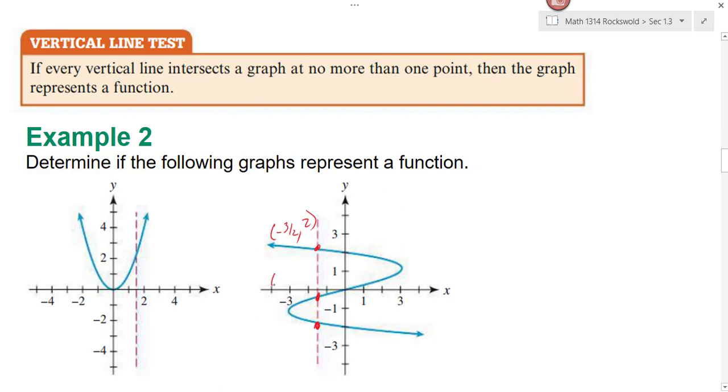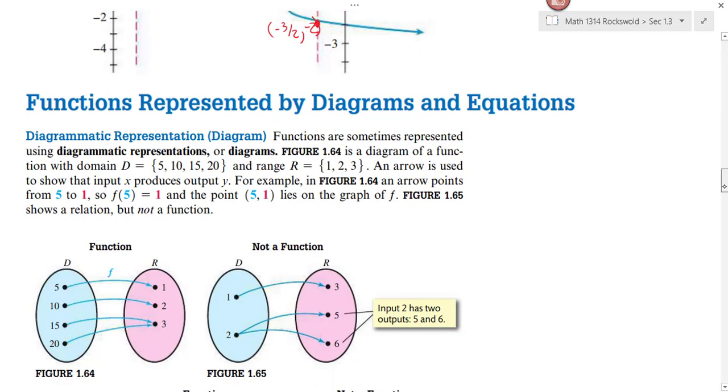Here's a point at -3/2, -1/2. And here's a point at -3/2, -2. So all three of these points have the same x value, but they have different y values. So the x values are repeating. And we said that if the x values repeat, it's not a function. So that's how we can use the vertical line test to determine if we have a function.